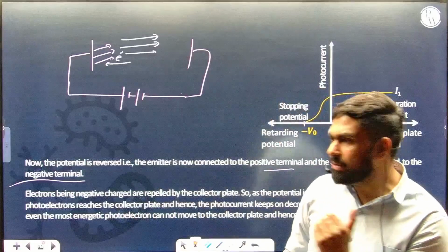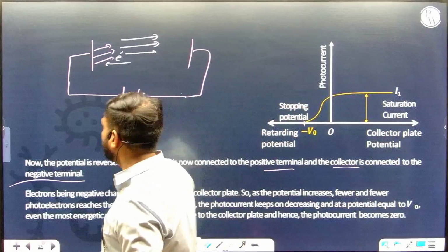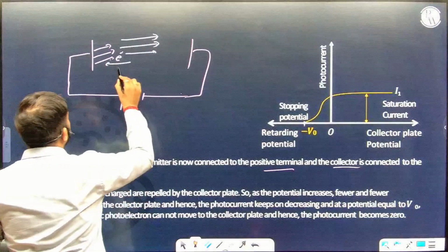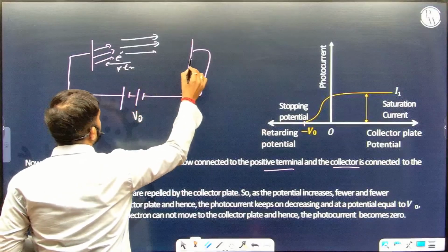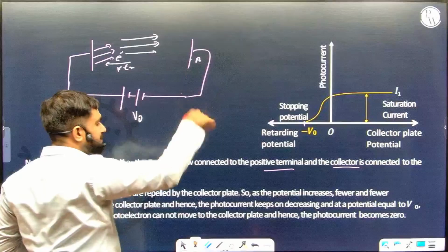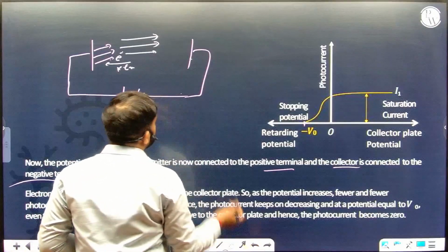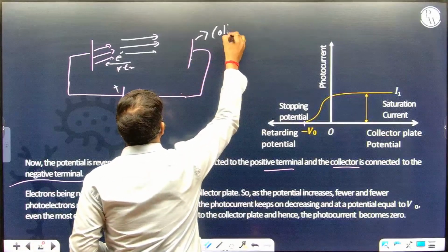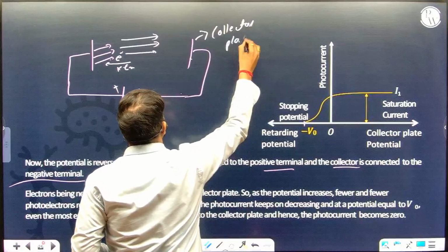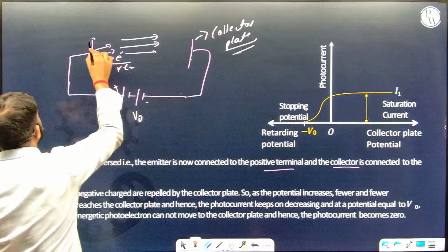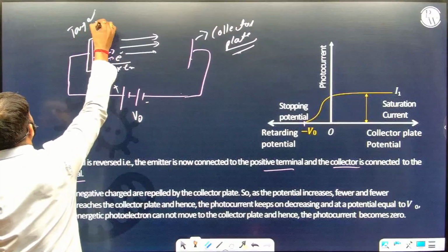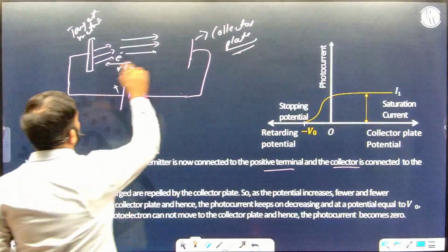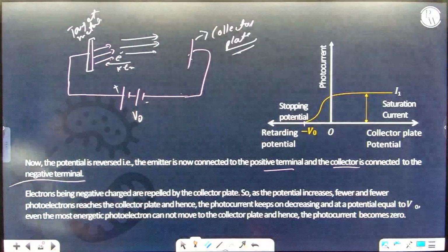We apply that reverse potential V0 in the reverse direction, so minus V0, such that the electric field is sufficient to stop the electrons with K max from reaching the previous anode metal, or I'll say the collector plate. This time it cannot be called anode because I have reversed the polarity. So I'll call it the collector plate. This was the emitter plate or the target metal, and the electrons with K max are not able to reach here. So that's what the stopping potential is.